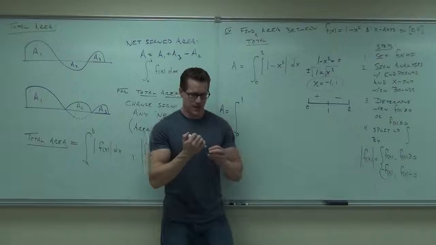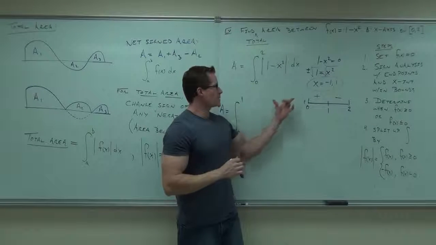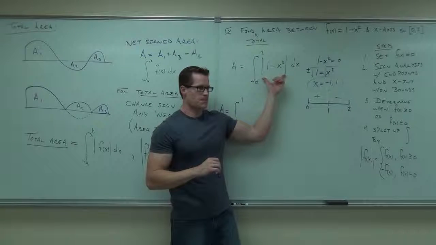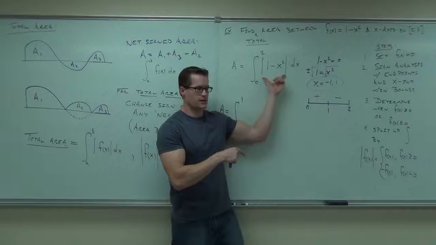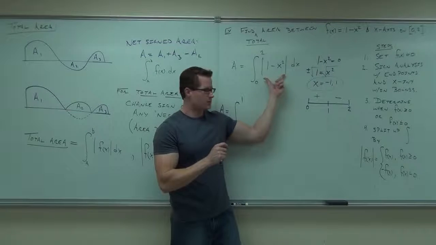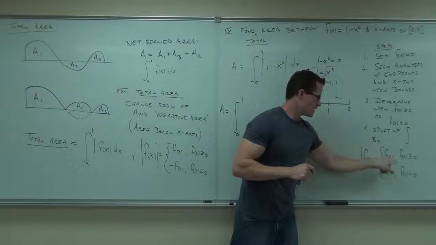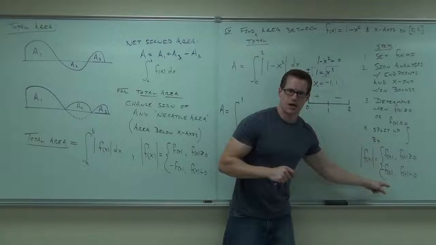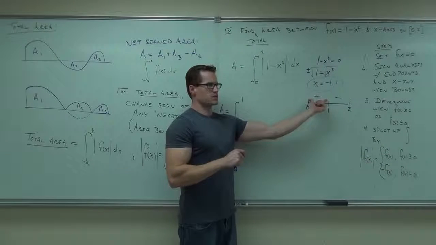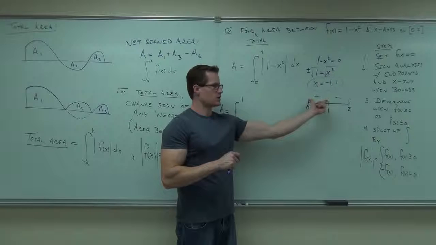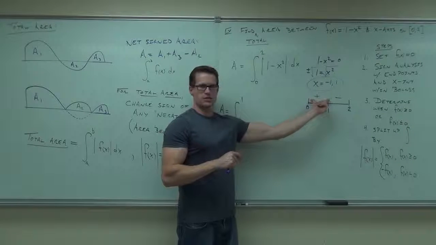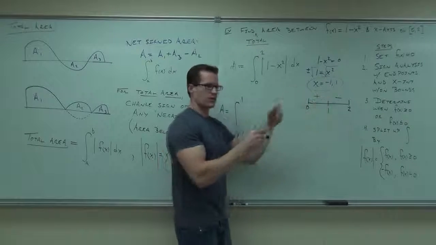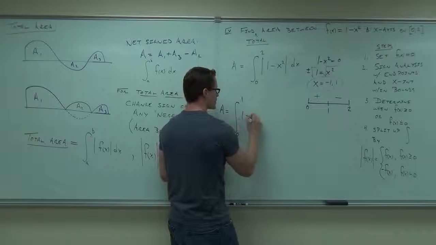Now, think back to this. What the absolute value of f of x says is, if it's positive, you leave it alone. If it's negative, you change the sign. So when this is positive, here's what we're going to do. Between 0 and 1, do I change the sign or not? What do you think? I'm going to leave it alone. I'm just going to do 1 minus x squared.